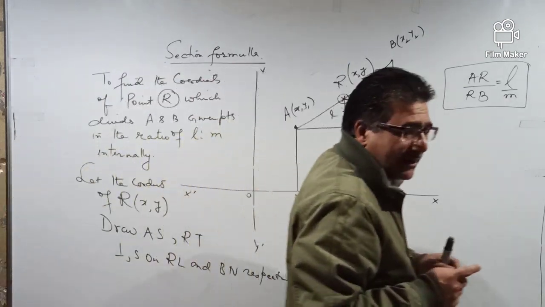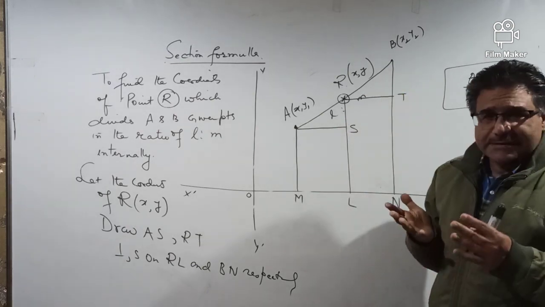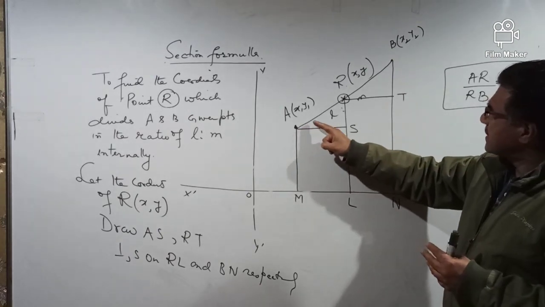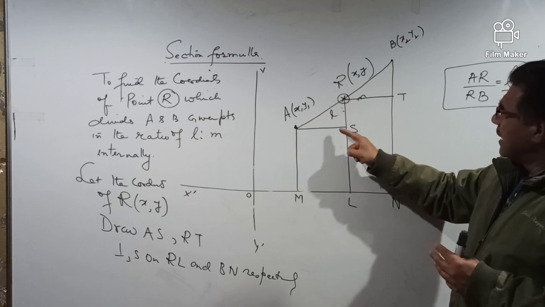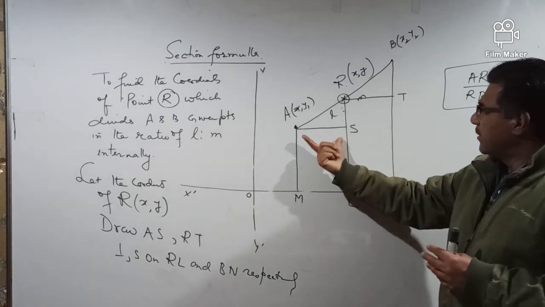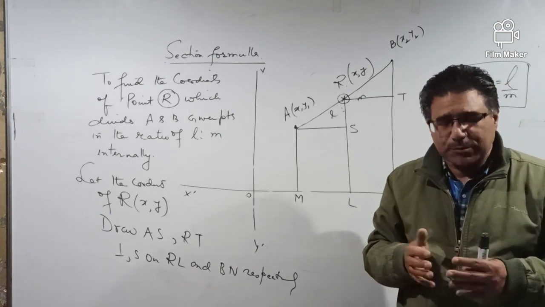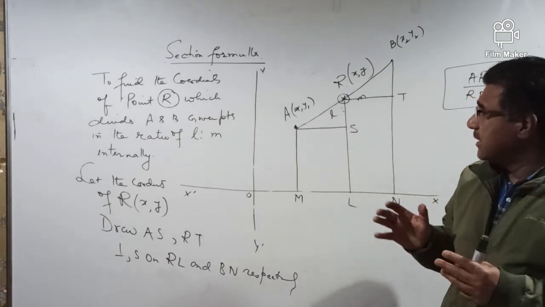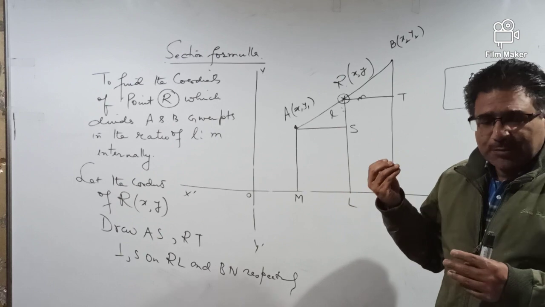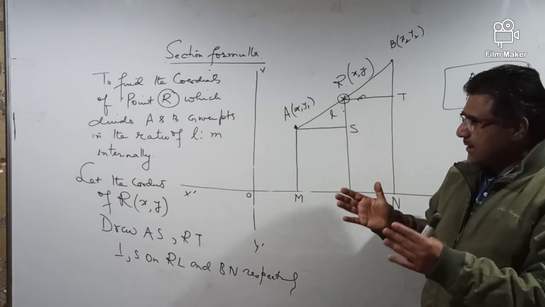Now you know when the triangles are similar, their sides are proportional. What do you mean by the sides are proportional? It means the hypotenuse of this triangle and the hypotenuse of this triangle, you divide: AR divided by RB is equal to the base of this triangle divided by the base of this triangle. This is the basic proportionality theorem which you are applying here. I will come to the mathematical part.